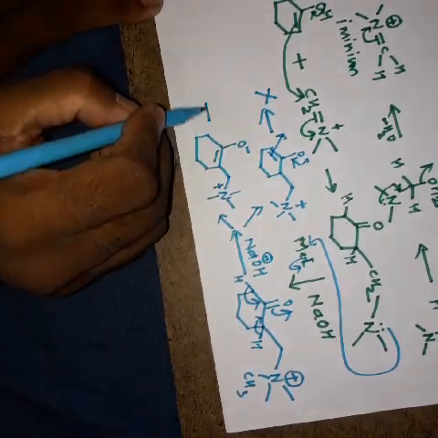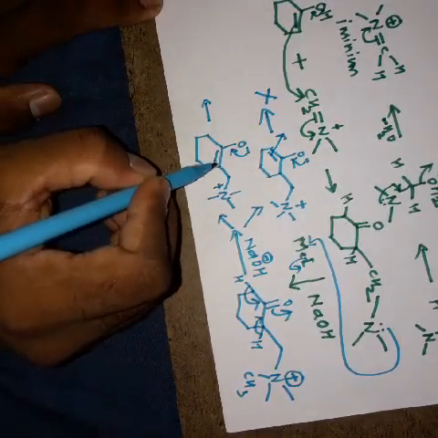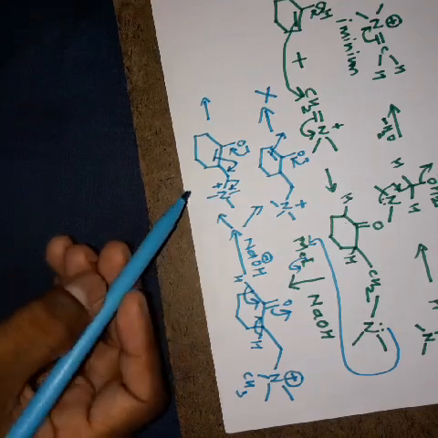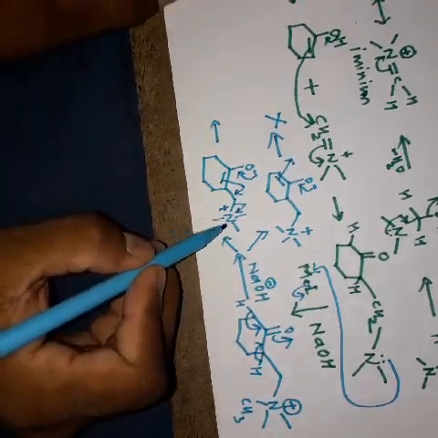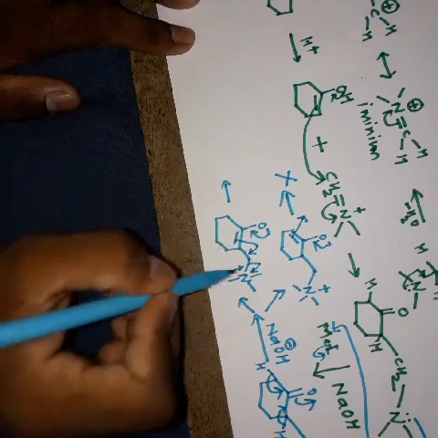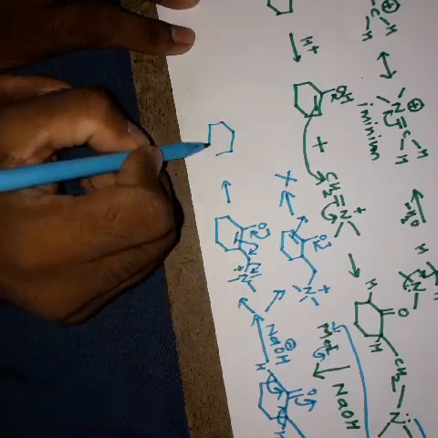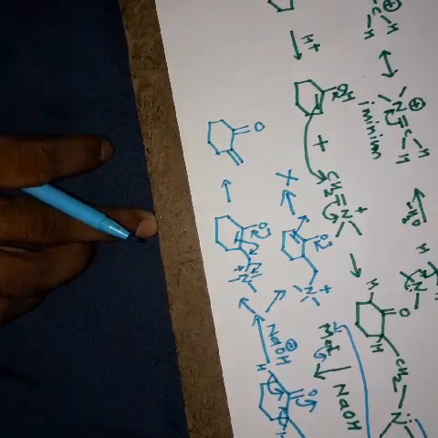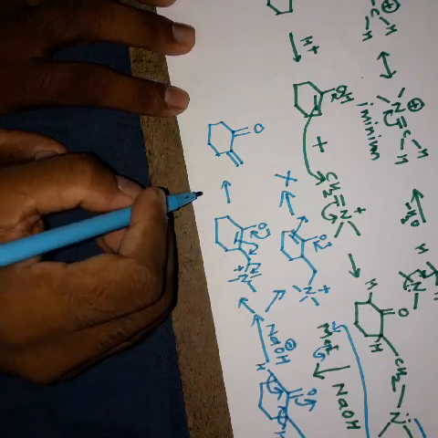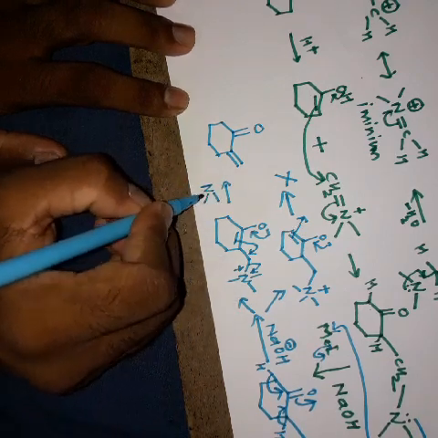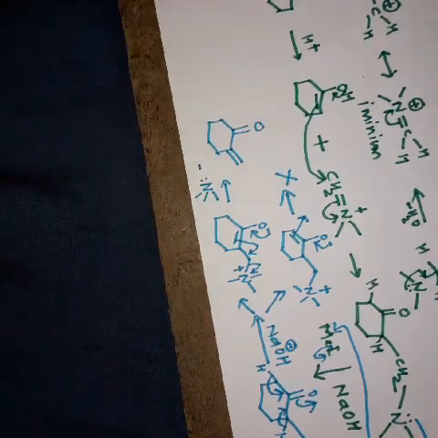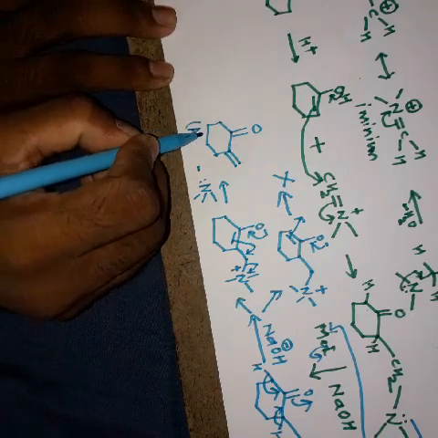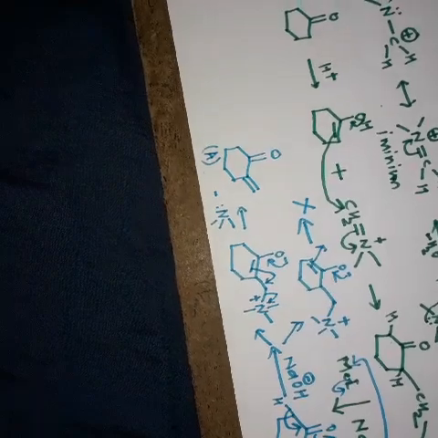But in the case of this, if it comes like this, this can go into the resonance and get stabilized. It will stabilize this positive charge of nitrogen because of the resonance, and we will get a double bond outside the ring and trimethylamine will get eliminated like this, okay. So this is our part, this is our A, this much is our A.